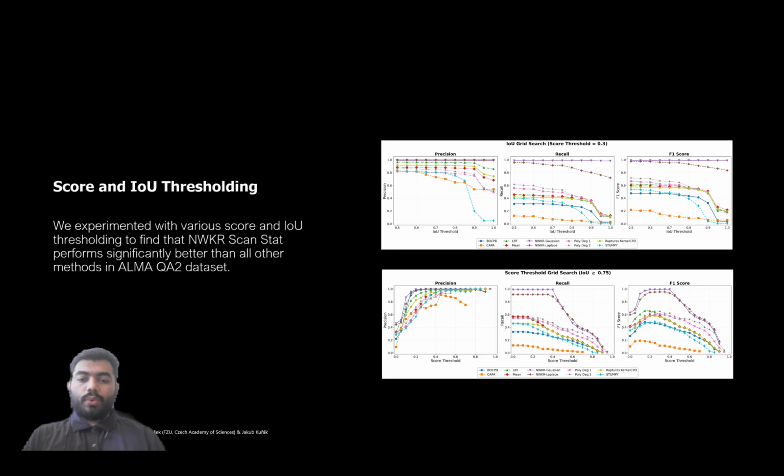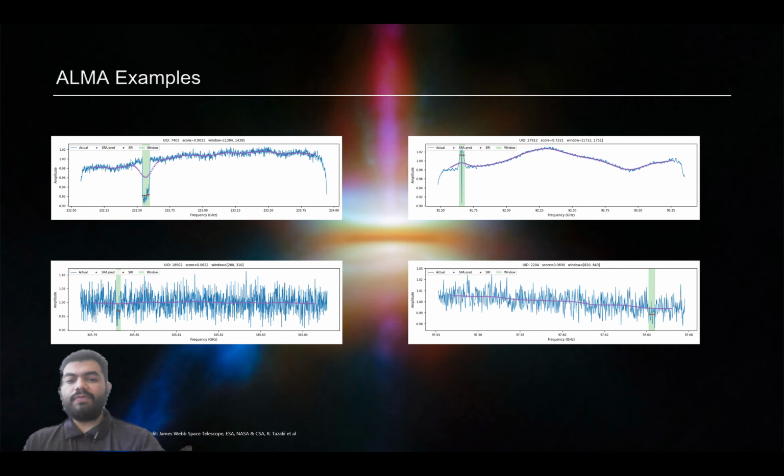Here are some actual high-scoring detections versus low-scoring ones. The blue is the spectra, the purple is the global fit, the red is the local fit, and you can see that the NWKR scan statistic method localizes the platforming anomaly with high scores, while any row having no platforming anomaly scores very low.